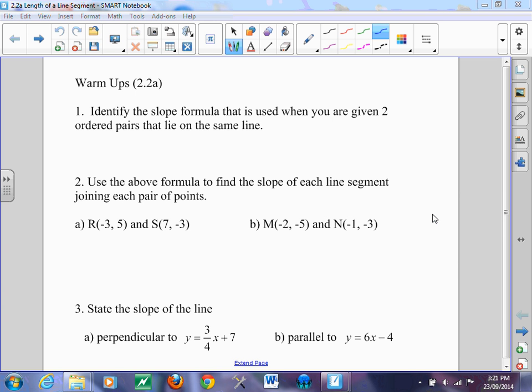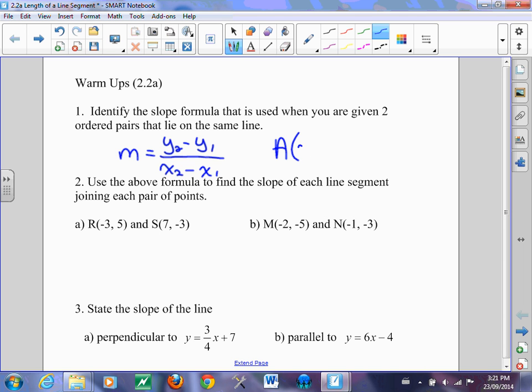For our warm-ups, ladies and gentlemen, number 1 says identify the slope formula that is used when you are given two ordered pairs that lie on the same line. So for slope, we have m equals y2 subtract y1 over x2 subtract x1. That's based on two ordered pairs where A is x1 and y1, and the second ordered pair B is x2 and y2. But we'd have to give you those values instead, okay?